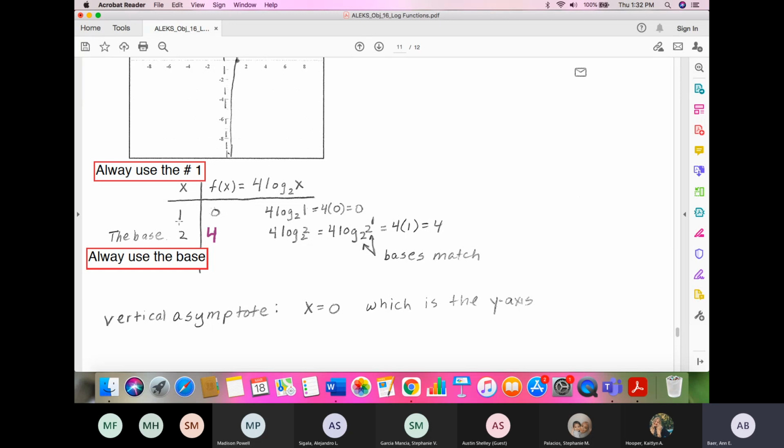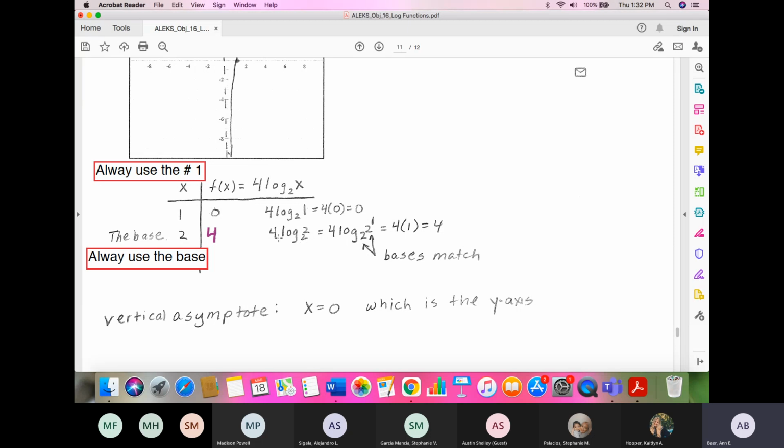Now, the other one we picked was to use the base. The base for this particular question is 2. So let's start here. 4 log base 2 is from here, and then we're plugging in 2 for this x on the normal line of writing up here.